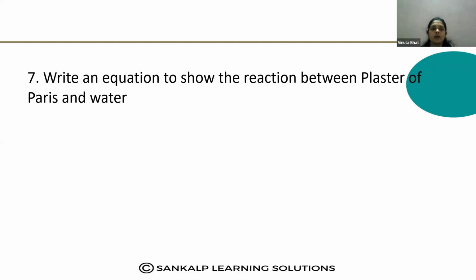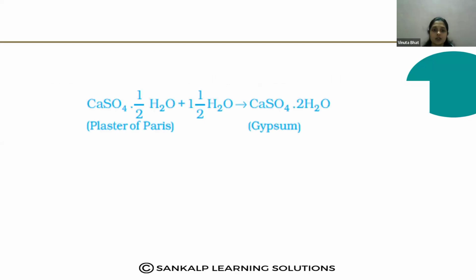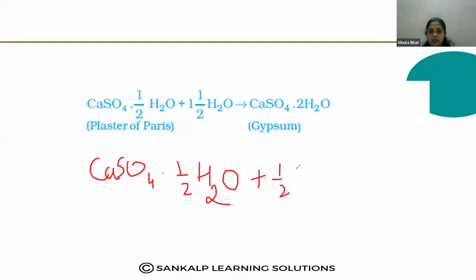Next question. Write an equation to show the reaction between plaster of Paris and water. So you have to write the reaction. Plaster of Paris is calcium sulfate hemihydrate. When it reacts with 1.5 water, it forms calcium sulfate plus water.